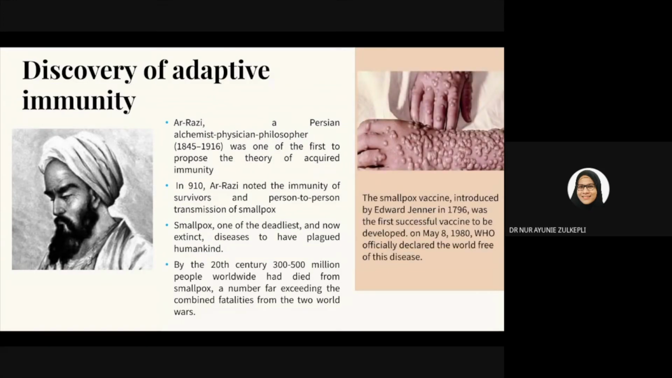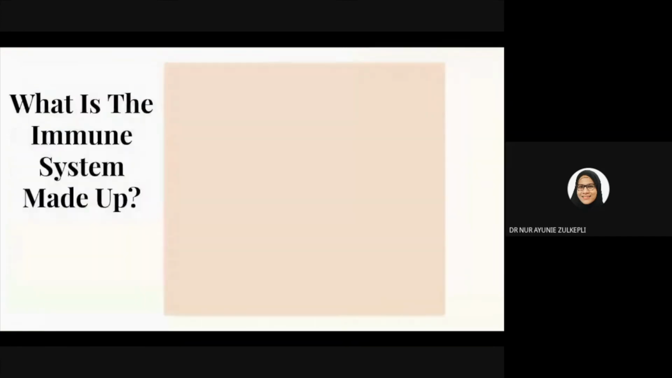Okay, sorry for the illustration. So the smallpox vaccine was introduced by Edward Jenner in 1796. He was the first to discover the vaccine for smallpox. So actually, the smallpox vaccine is a type of adaptive immune response.